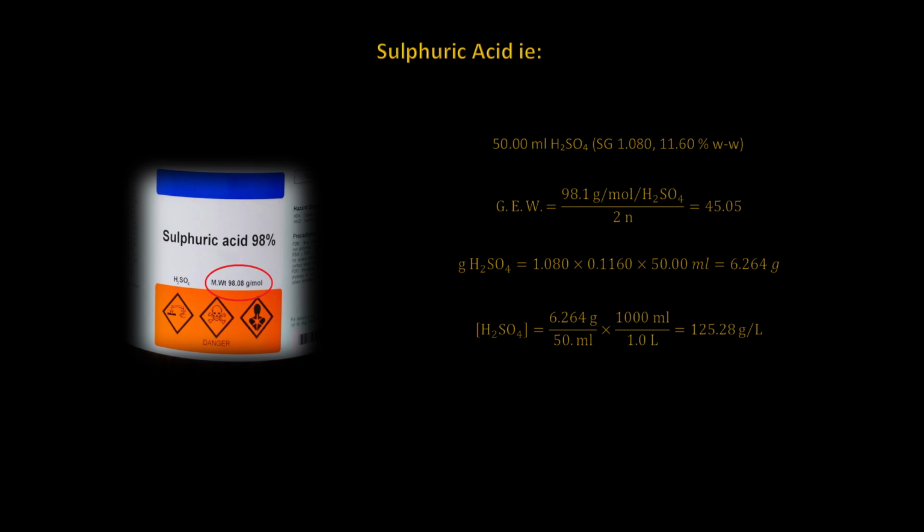125.28 grams per liter. The normality of the solution can now be determined by dividing the mass weight of 125.28 grams per liter by the gram equivalent weight of 45.05 grams. It can now be said that the 50 ml sulfuric acid has a concentration of 2.781 normal H2SO4.